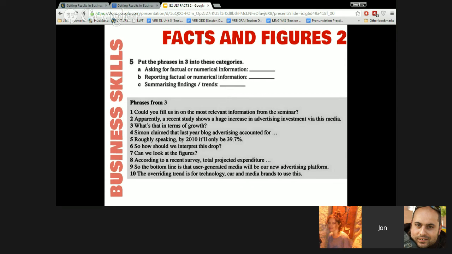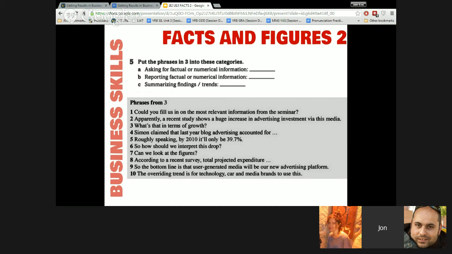For example, could you fill us in on the most relevant information? Asking for, yeah. So that's asking about factual or numerical information. So number 1 is A. Number 2 is not A. Apparently, a recent study shows a huge increase. Okay, that's not asking about anything, but what is that?